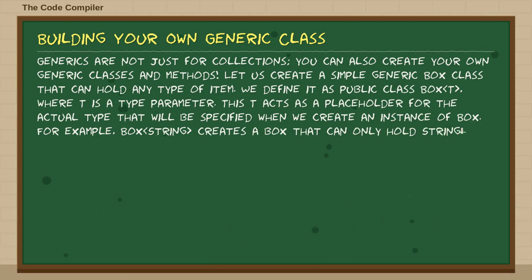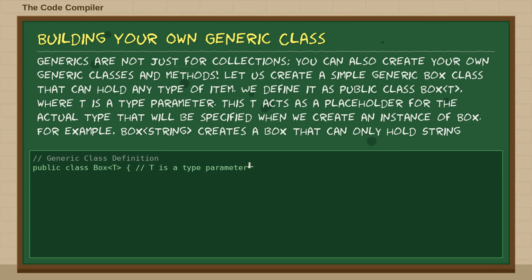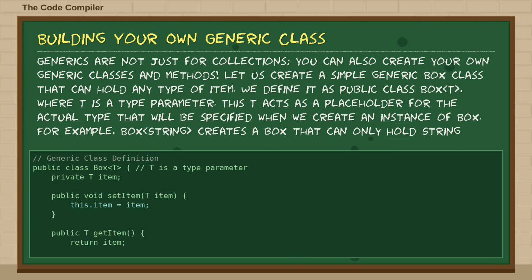For example, Box<String> creates a box that can only hold String objects, and Box<Integer> creates a box for Integer objects. Notice how we use Integer instead of the primitive int, because generics work with reference types, not primitive types. This flexibility allows you to write highly reusable code that works across different data types without sacrificing type safety. It is truly powerful, is it not?